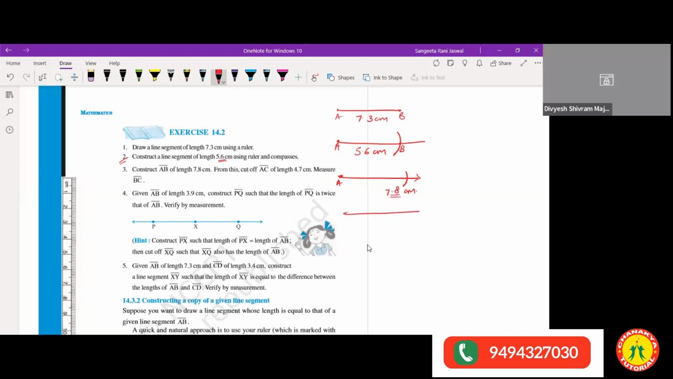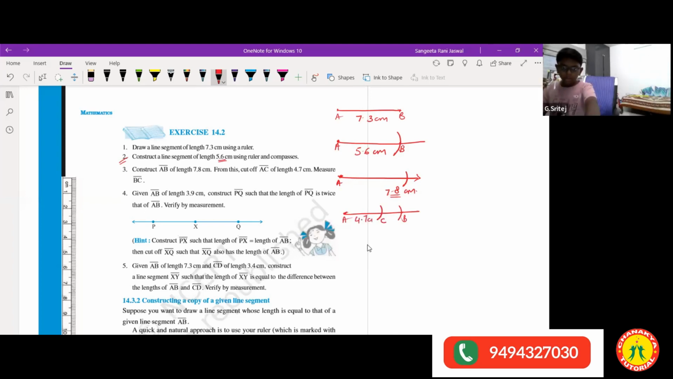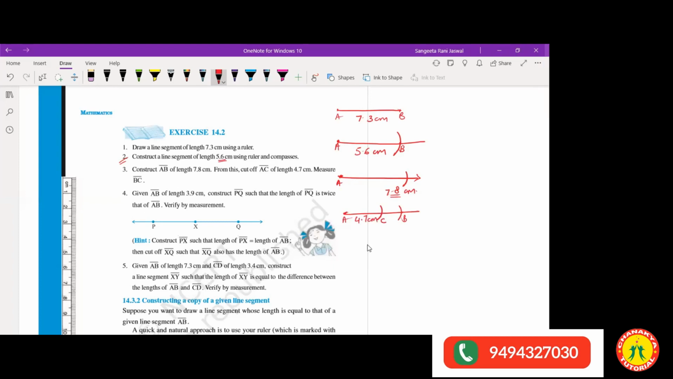Now, on this same line, measure your compass to 4.7 centimeters, and at 4.7 centimeters, make another arc cutting this same line. If this point is B, mark this one as C. So ma'am, the first arc which you made, its length is 7.8 centimeters. This full length is 7.8 from A to B.